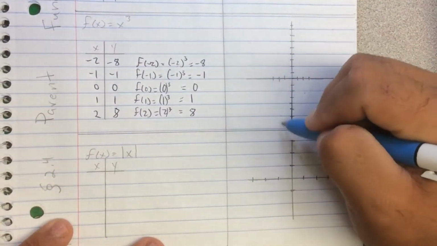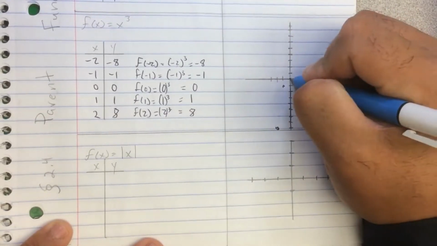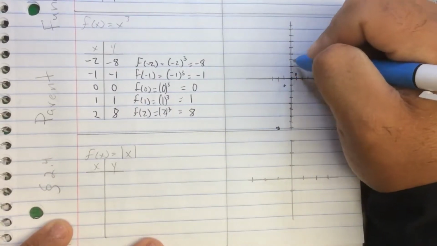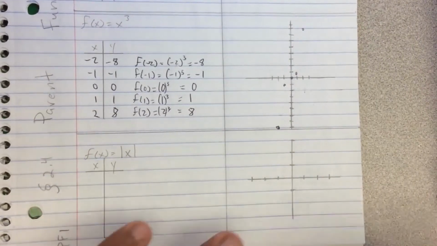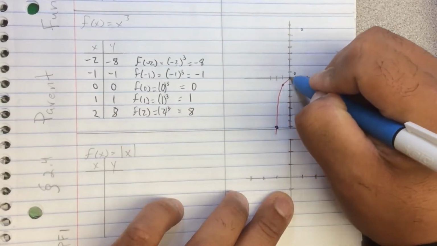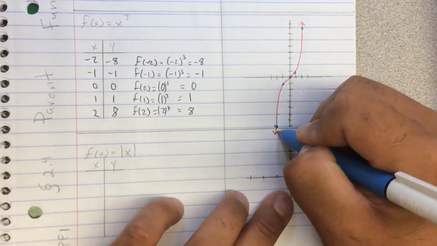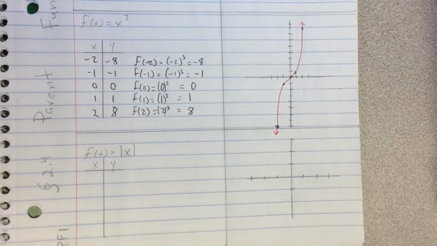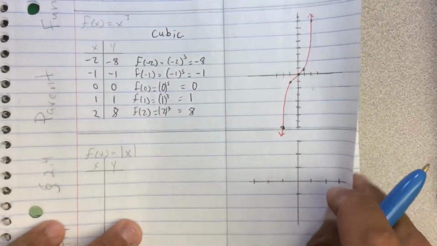So for this one, we have -2 and 8, -1 and 1, 0, 0, 1 and 1, and 2 and 8. So this graph looks like this. Starts a little lower, comes up, connects the dots, and goes all the way up here, all the way from -infinity to +infinity. Oh, sorry, this is called the cubic. And this should be on this side as well.